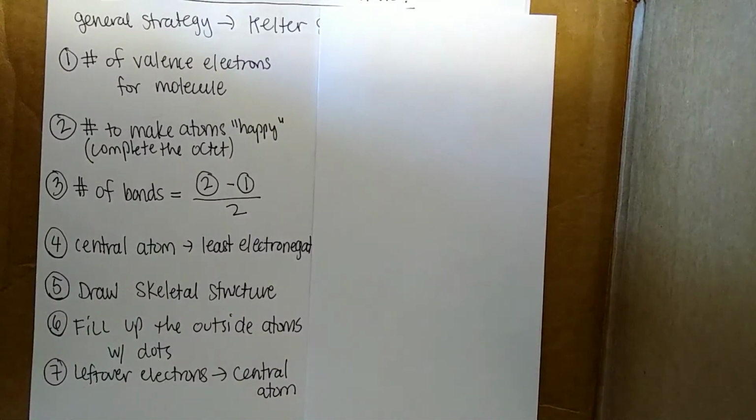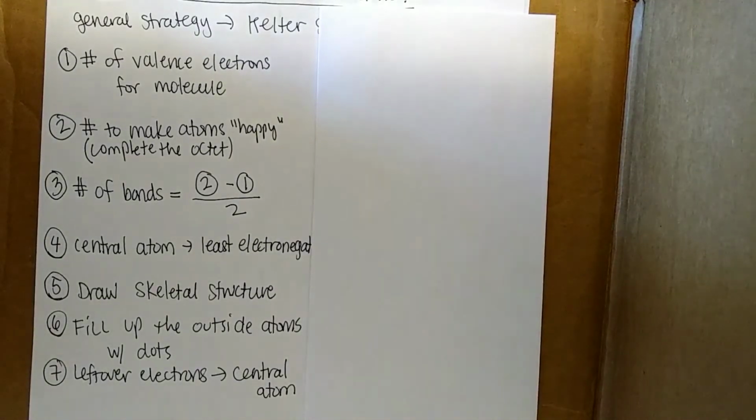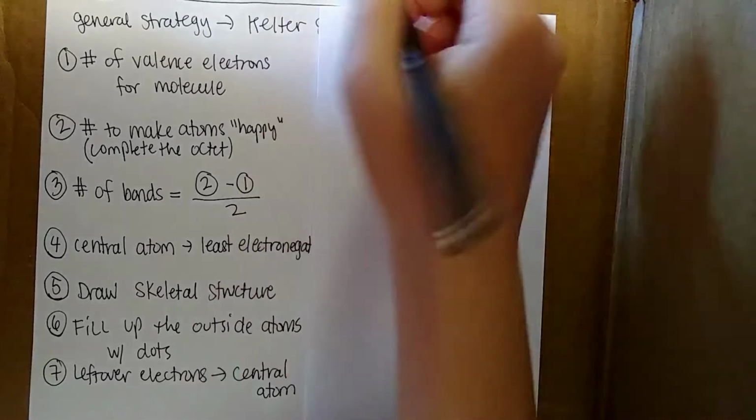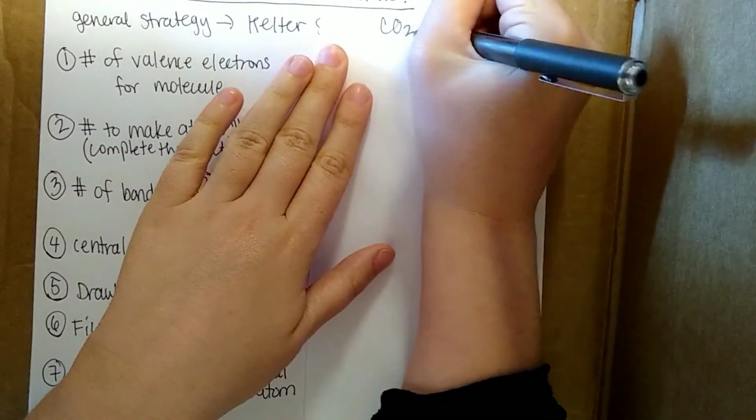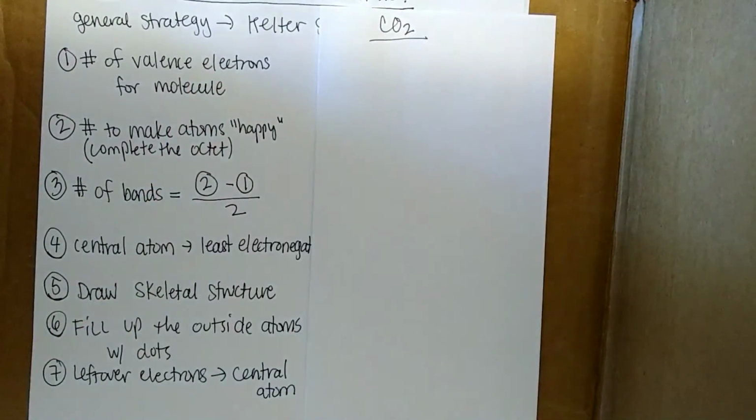Okay, so in this video, we are going to use our Kelter strategy to draw something that's a little more complex than a diatomic or something symmetric. So let's look at CO2 first. This molecule has a carbon and two oxygens.